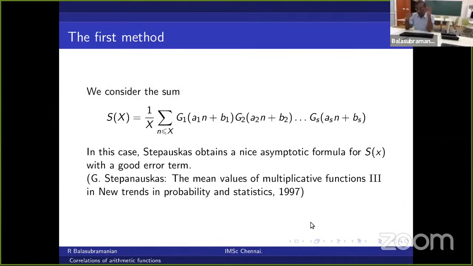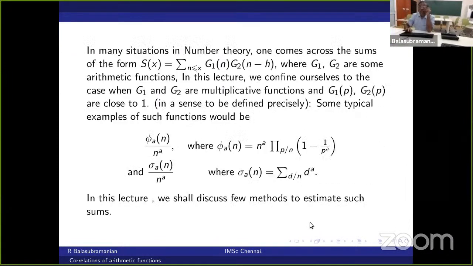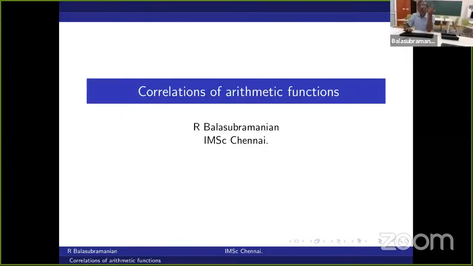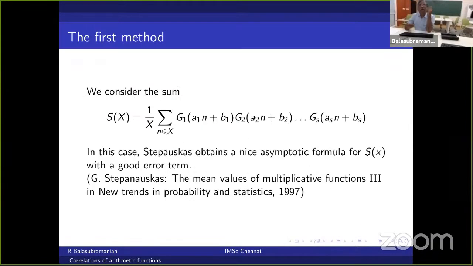The one, for example, as I was telling, this is a sum of two functions, g1, g2. But in fact, you can actually take more functions: g1 of a1n plus b1, g2 of a2n plus b2, up to gs of asn plus bs. S functions you can take, and take the shifted sums, and take the product, and then sum over n up to x, 1 over x.